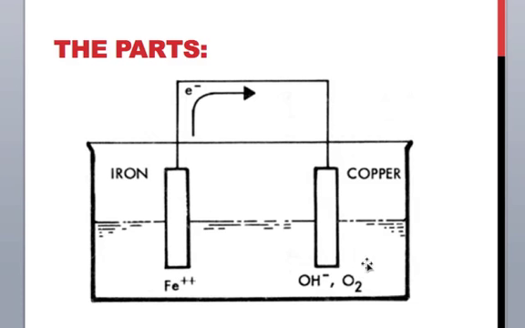The other thing we need here is an electrolyte. And an electrolyte is basically a liquid or substance that allows the flow of ions from one side of the cell to the other side. So first up, we're just going to take a little look at what this would end up looking like.